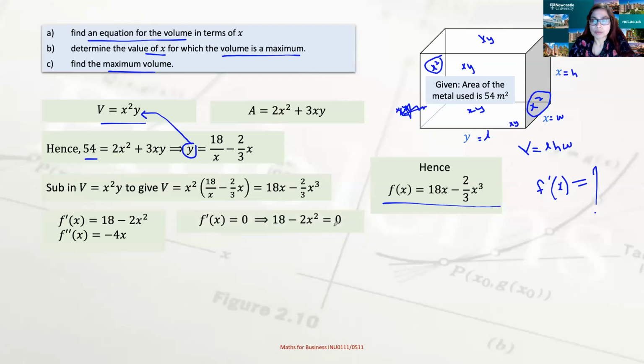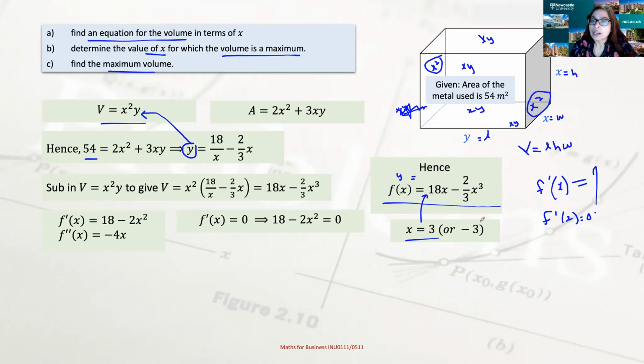So how to find the stationary point? By substituting f prime x is equal to 0. And then you get the value of x, that is your x value. And then you substitute this value in the function itself here, x is equal to here, to find the y.